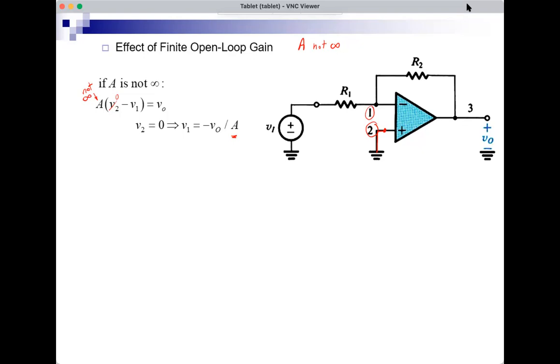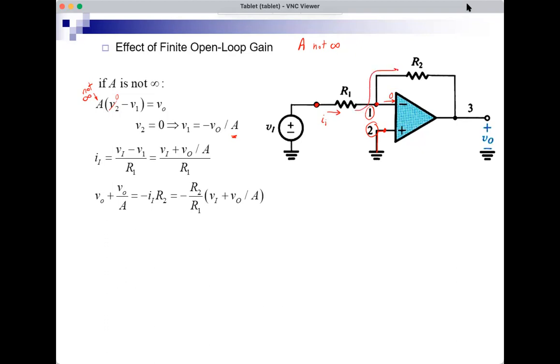All right, so now I have to modify the current equation. The current in R1 would be VI minus V1. This current would be the voltage here minus V1, which is no longer 0, over R1. So that's II. And also, I'll continue to assume that there is an infinite input resistance, so this current will continue in R2. And this is the application of Ohm's law for R2.